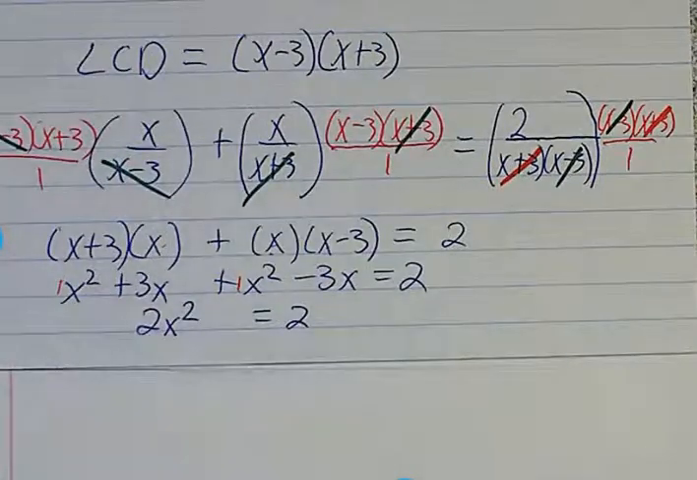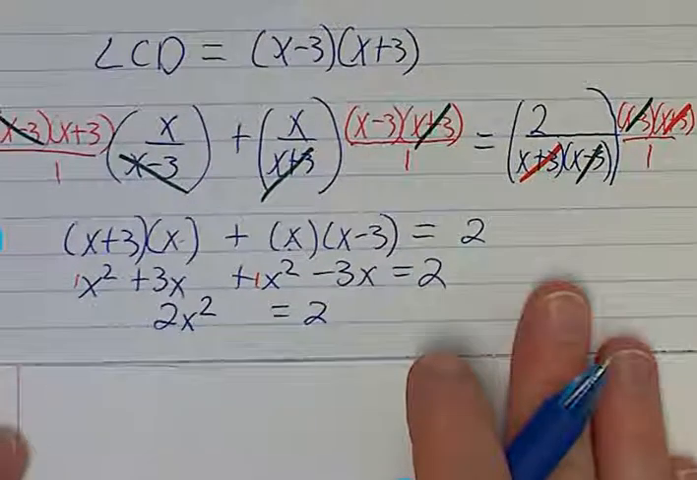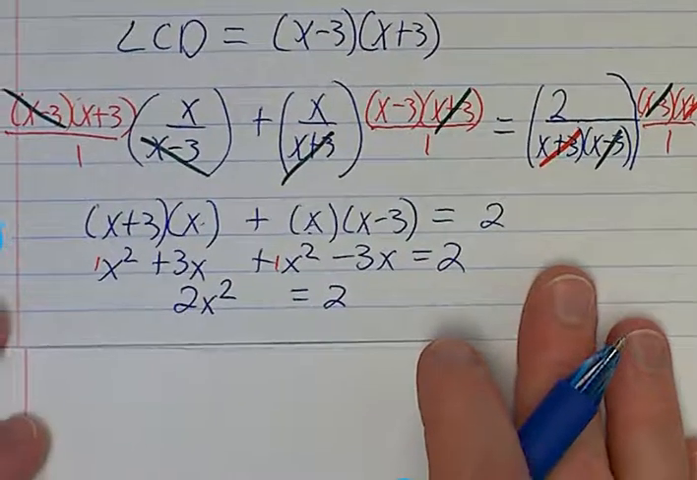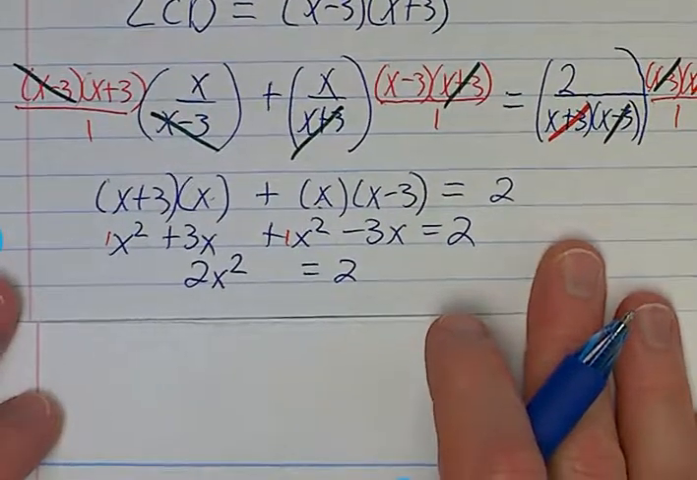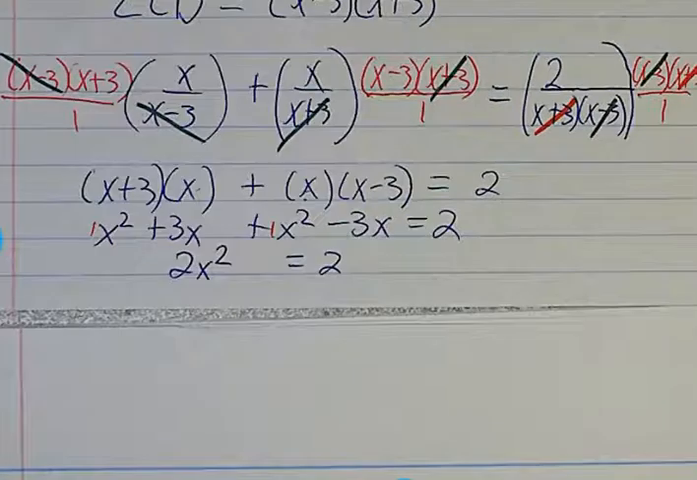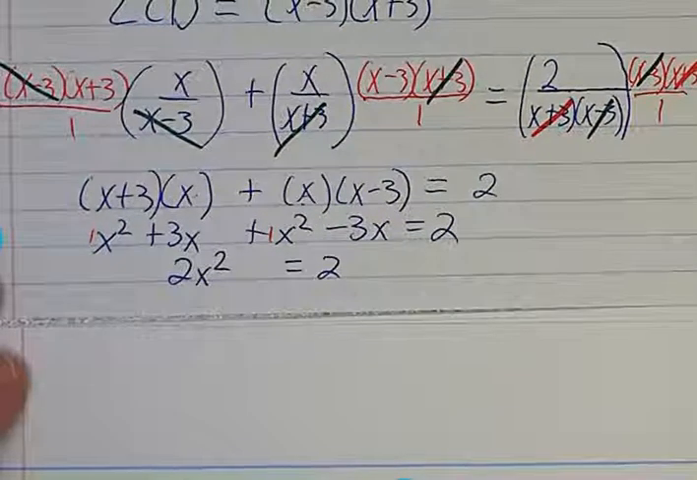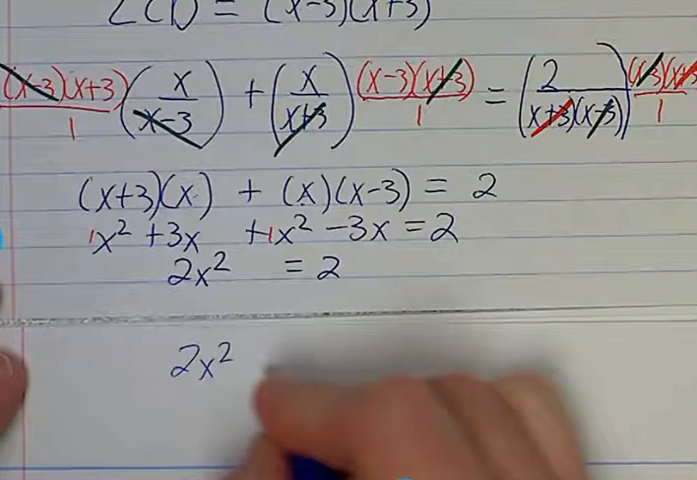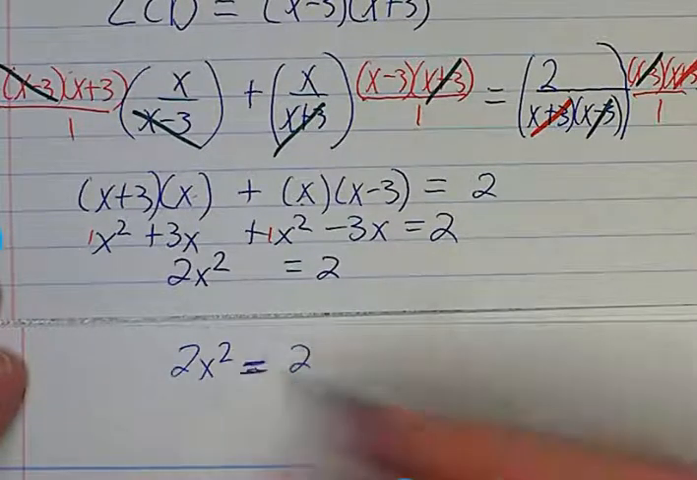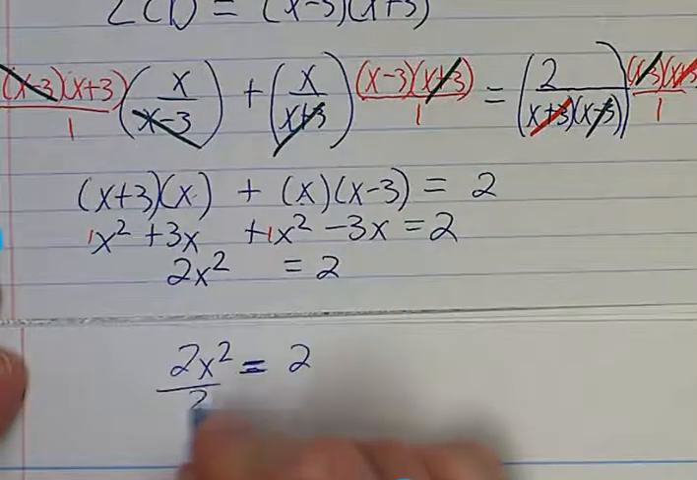And here's where we got to have a good memory, going back before fall break. If you had 2x squared equals 2, we got a couple options we can do here. What's one option we can do for this thing? Divide both sides by 2. Let's go with that one first. I think that's probably the best. And again, you've got a couple options, but I think that's the best bet. Let's divide both sides by 2.